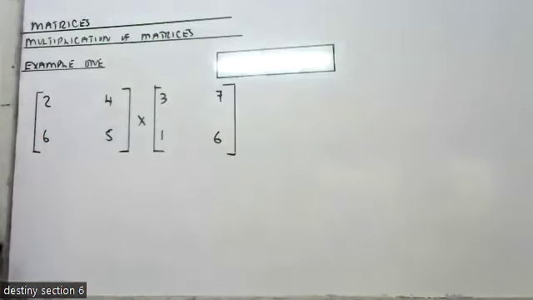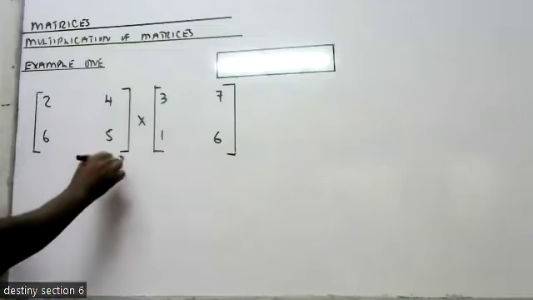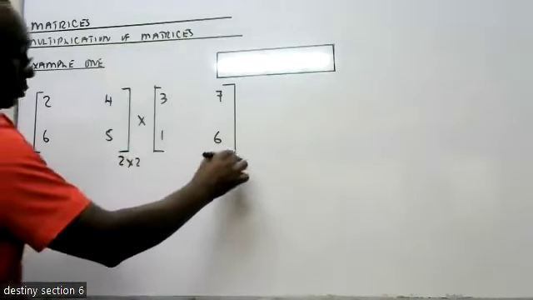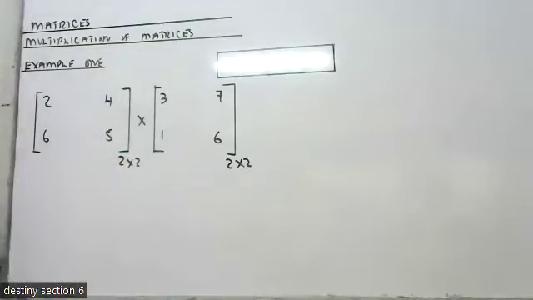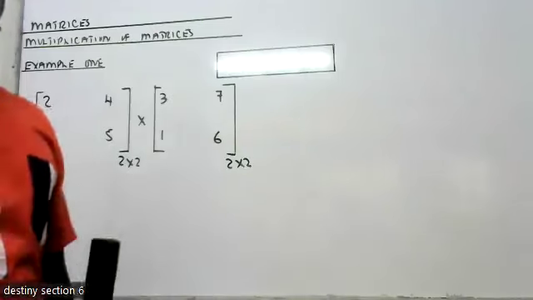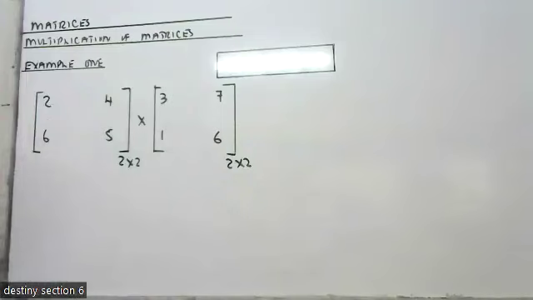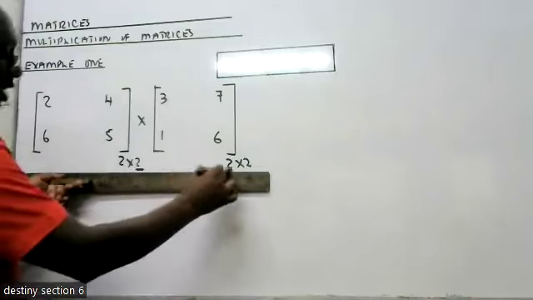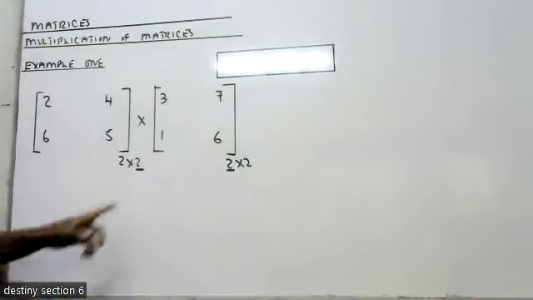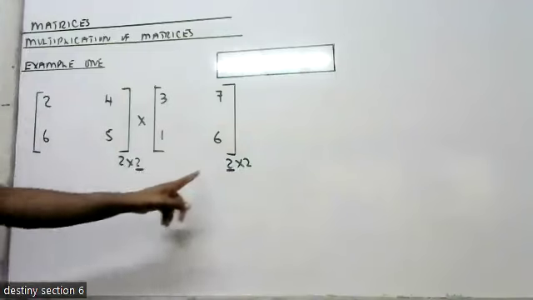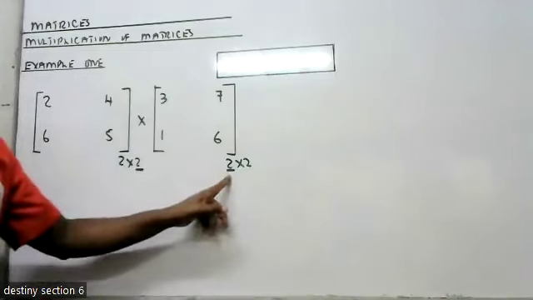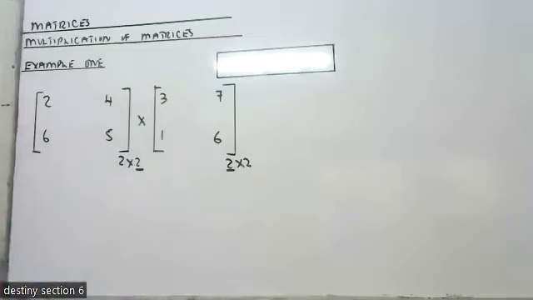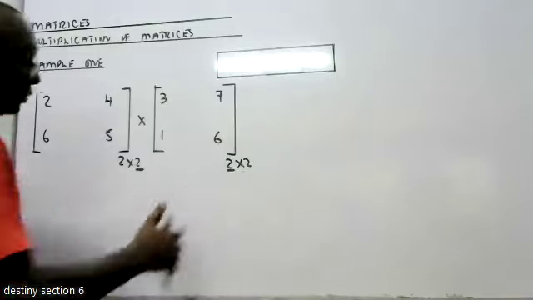Now, the first thing is to check the order of the matrix. Now, this is a 2 by 2, and this is a 2 by 2. When you're multiplying matrices, you must confirm that the number of columns here is equal to the number of rows here. We say they are compatible. If they are compatible, then they are multipliable, and you will get a matrix with 2 rows and 2 columns.